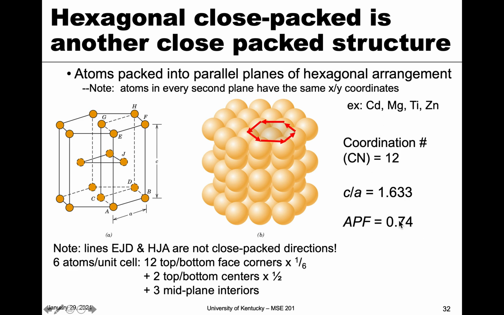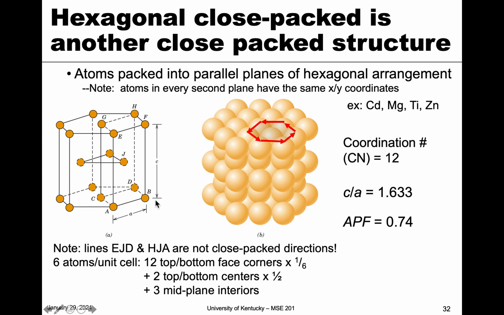So again, atomic packing factor is the highest. Coordination is the same as well. It is also 12, like FCC. The main difference here is the shape, right? The shape is different than cubic. And since it is, we need more than one lattice parameter to define a hexagon.